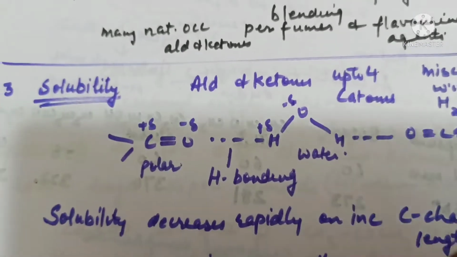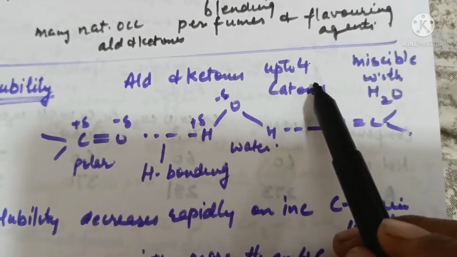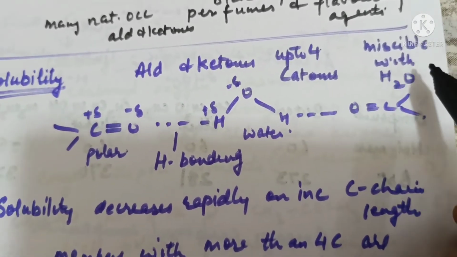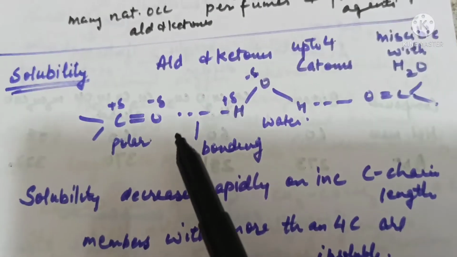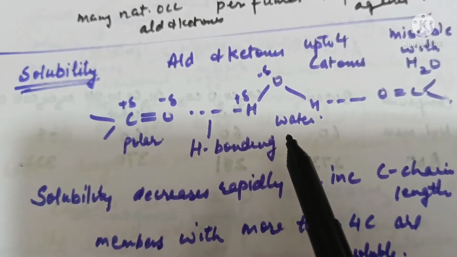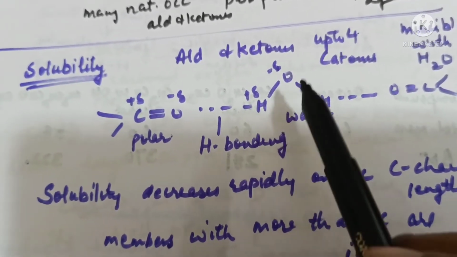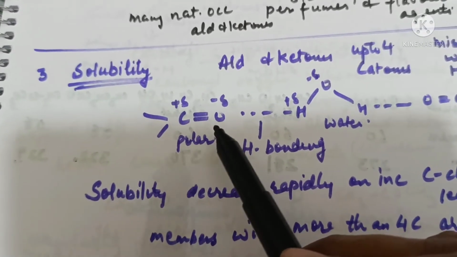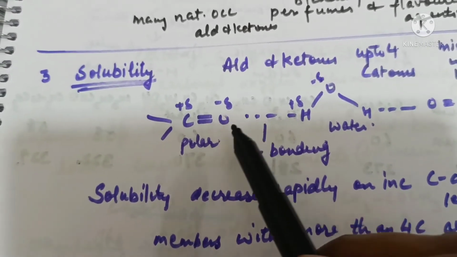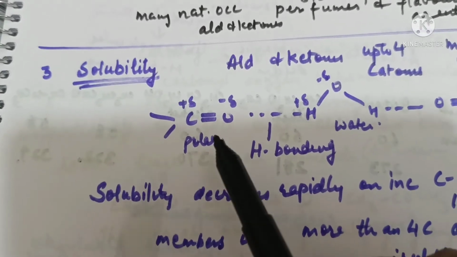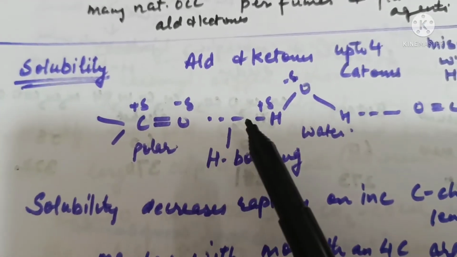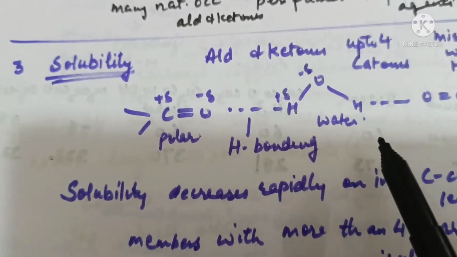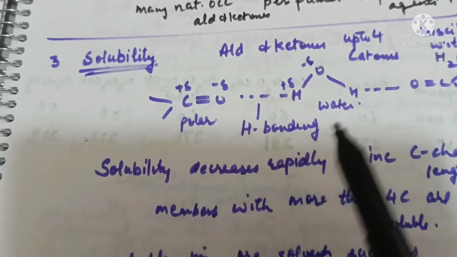Solubility of aldehydes and ketones. Up to 4 carbon atoms, the aldehydes and ketones are miscible in water. This is because they can form hydrogen bonding with hydrogen of water molecules. The carbonyl bond is polar. The negatively charged oxygen of a carbonyl group will be engaged in hydrogen bonding with the positively charged hydrogen of water molecule, and so it's soluble in nature.